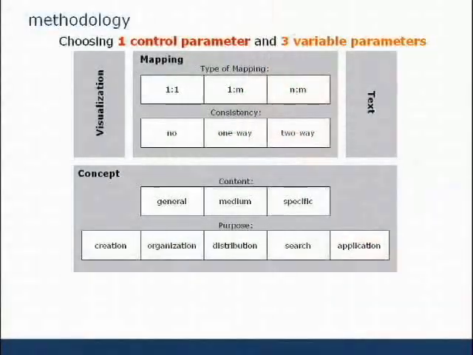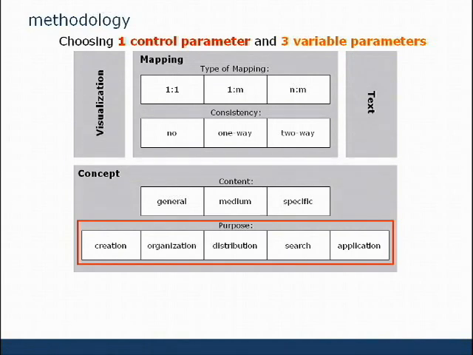So the approach that we've taken is to choose one control parameter amongst those 4 parameters there, and 3 variable parameters, vary the 3 variables and see what effect that has on the control parameter. The control parameter we've chosen is the purpose. So what we're interested in doing is generating a variety of different example Visual Wiki structures, varying the other parameters, and seeing how useful each of those different types of Visual Wiki might be for the purpose.